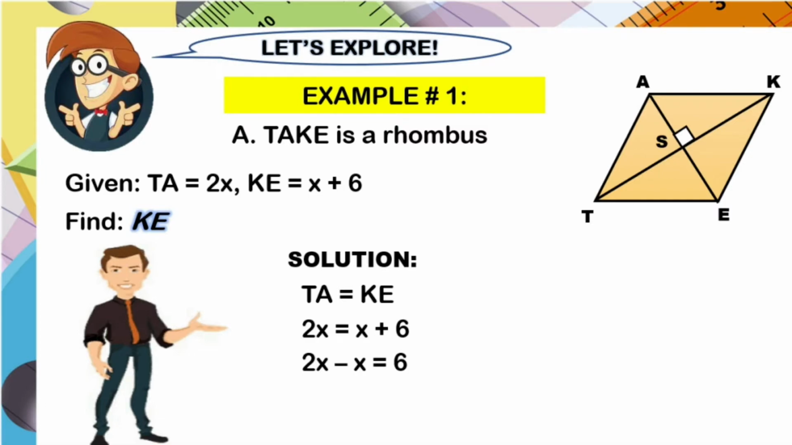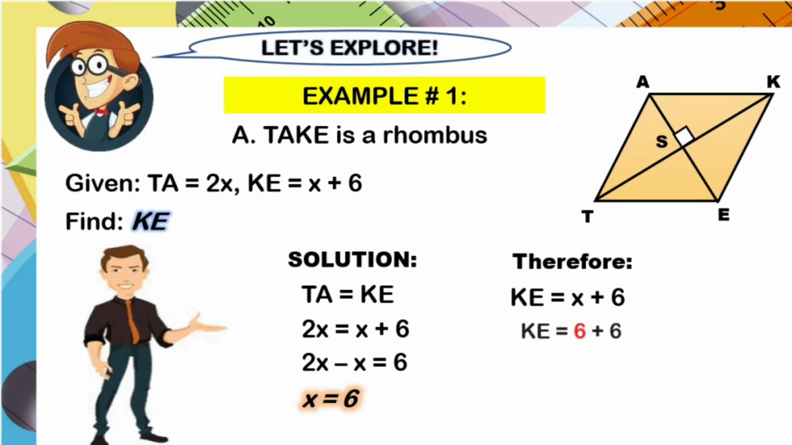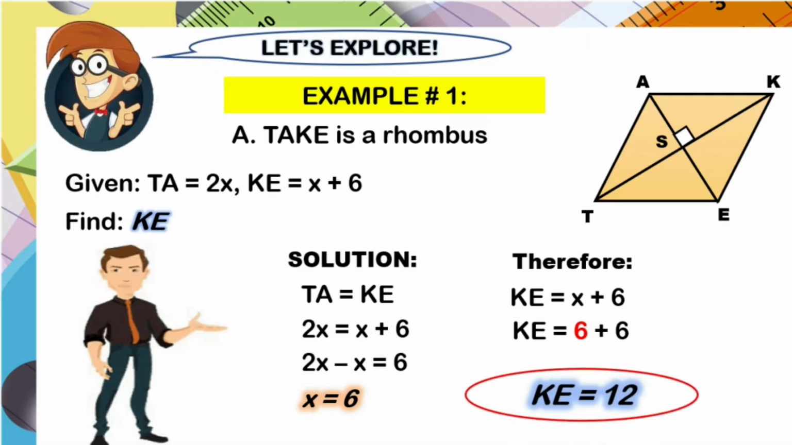After solving for the value of x, which is 6, let us substitute the value of x to the equation segment KE equals x plus 6. Therefore, segment KE equals 6 plus 6. Simplifying the equation, we have segment KE equals 12. Now, we have determined the value of segment KE using the properties of a rhombus.